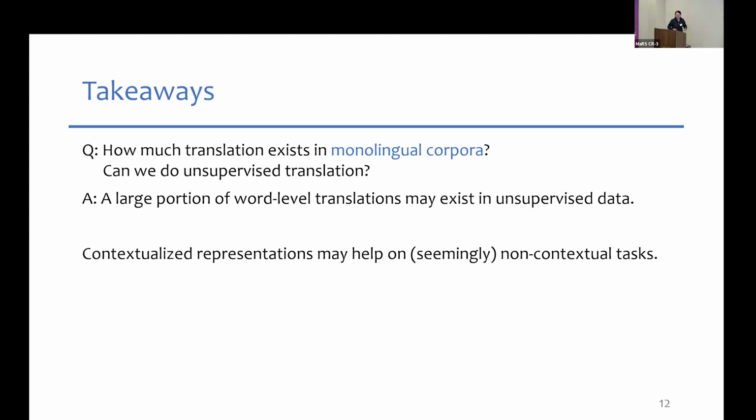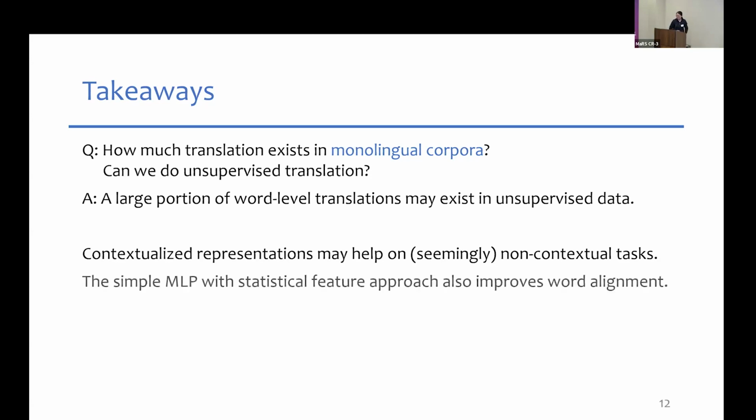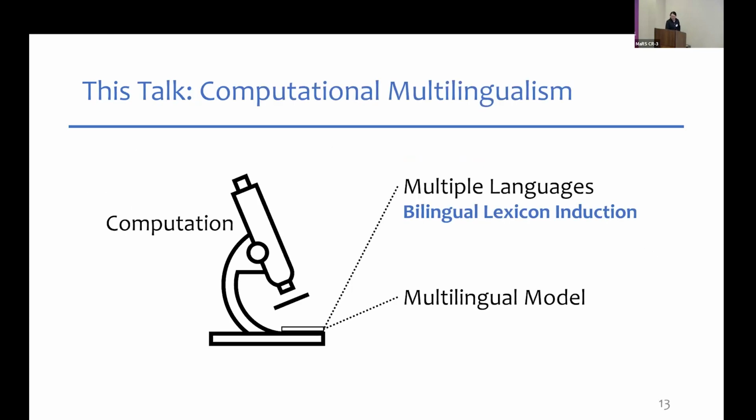Another quick takeaway is we use contextualized representations a lot in this work. Although this task, bilingual lexicon induction, is a seemingly word-level or non-contextual task, the contextual representations are still helpful. So probably just looking at those seemingly irrelevant things when delving into your own research is a good idea. And also, as a byproduct, the simple multi-layer perceptron with statistical features approach also improves the state of the art for word alignment. Yeah, so this is the first part.